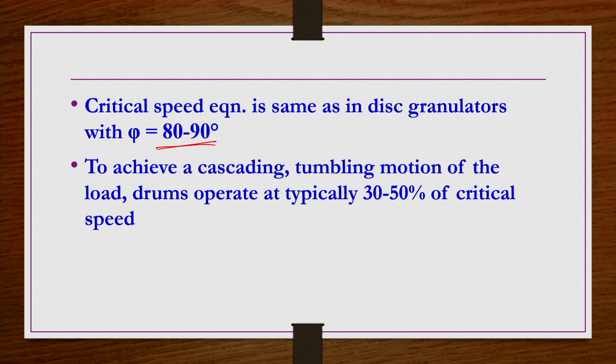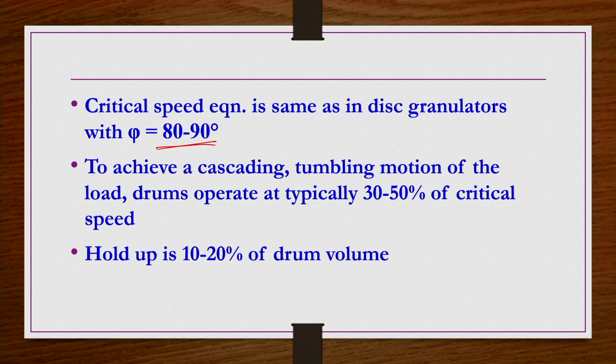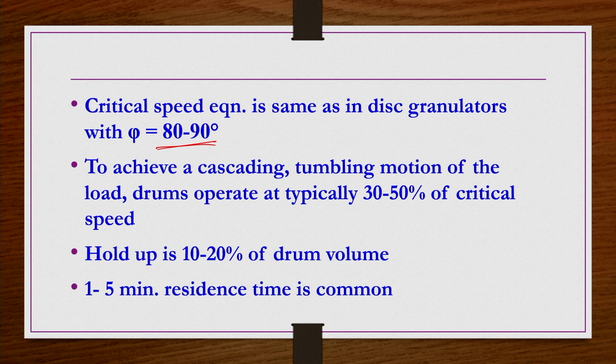To achieve a cascading tumbling motion of the load, drums typically operate at 30 to 50% of the critical speed, whereas the hold up is 10 to 20% of the drum volume, and 1 to 5 minutes residence time is common and sufficient in general to fulfill a granulation operation in drum granulators. Now, the effect of operating variables on granulation rate processes, especially for these tumbling granulators, we are going to see now here.